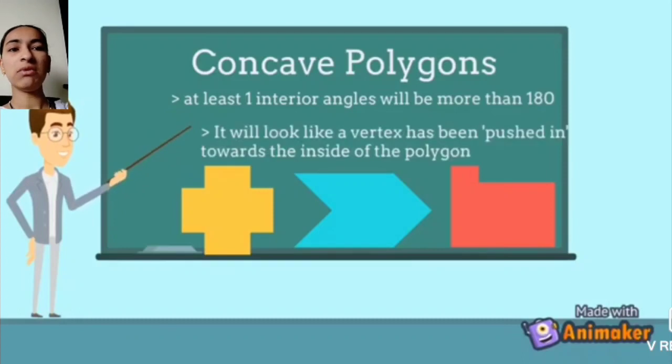In the activity we learned this thing. And the sides are pushed inward, that means inside the polygon. That is the definition of concave and convex polygon. Understand?